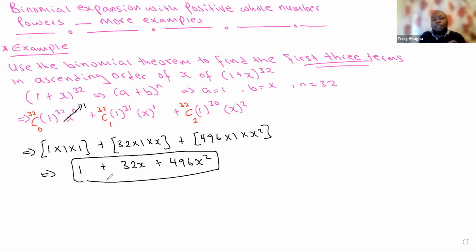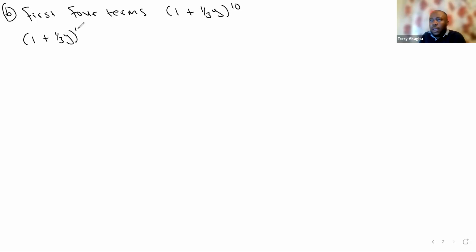Because the question said the first three terms, it's not necessary to expand everything. So let's solve another one. Let's assume we're told to find the first 4 terms. Let's say I want something that has a fraction now. Let's say we have 1 plus 1 over 3y raised to the power 10. The first 4 terms.